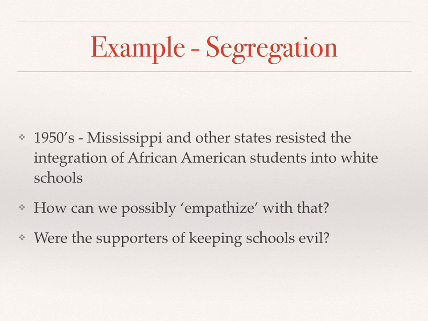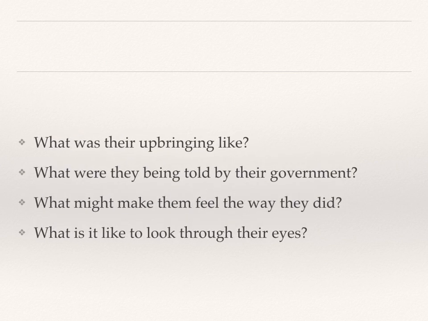So, what about the supporters of keeping schools segregated? Sorry, there's a word missing on the slide there. Were they evil people, or what's the context behind it? To explore the context, you have to think, what was their upbringing like? What kind of family were they raised in? What were their parents and grandparents telling them about black and white in American society? What were they being told by their government? The governor of the state of Mississippi stood up and said, no way under his watch were any schools going to be integrated in Mississippi.